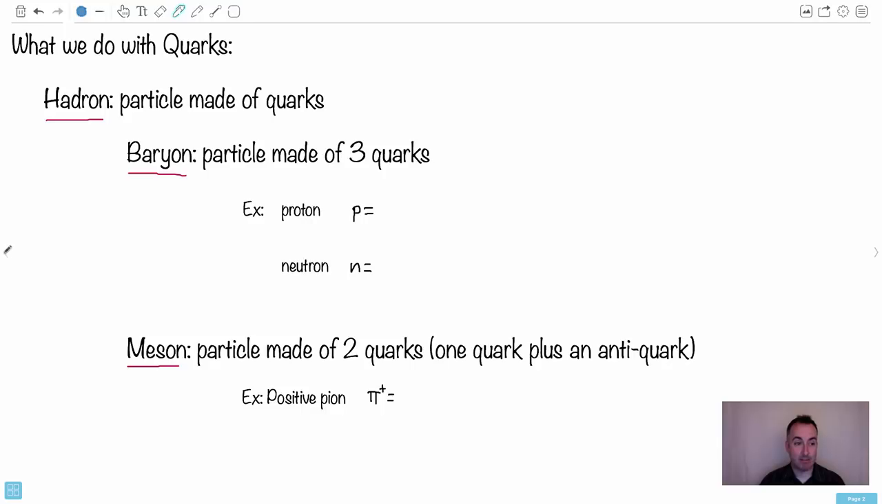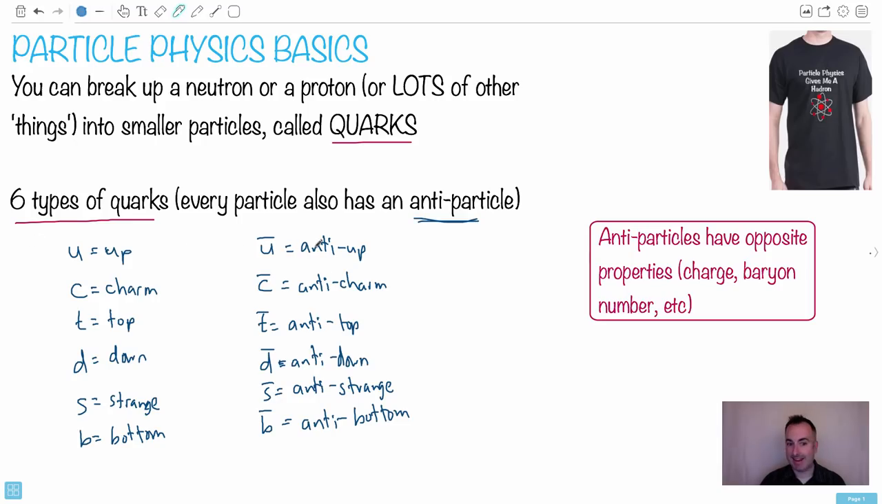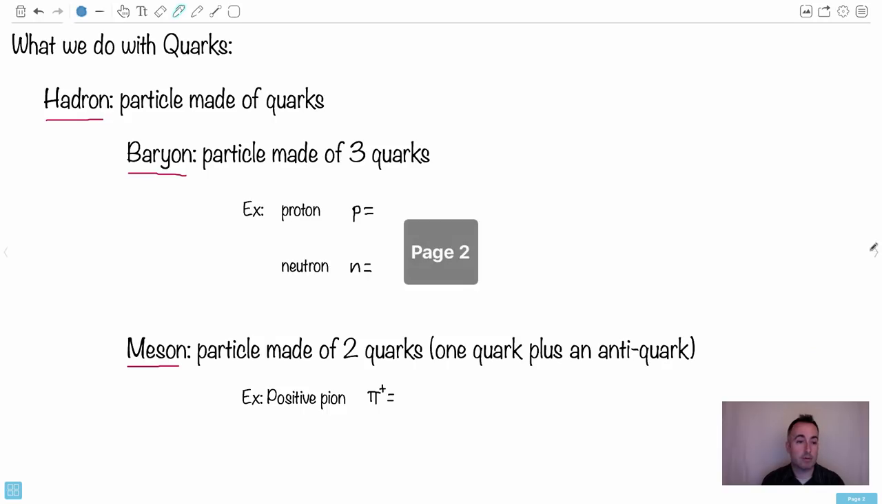You can have any of them, except obviously not an up and its anti-up, because those will annihilate. But as long as you have any three quarks, or even anti-quarks, just choose three out of these 12, so long as there's never a quark and its own anti-quark together. You can have like an anti-top and an up and an anti-strange, I guess. You'd have to check for conservation to see if it's possible. You could check the Feynman diagram, but if you can draw it, then it's possible. But if it's made of three quarks, we call it a baryon.